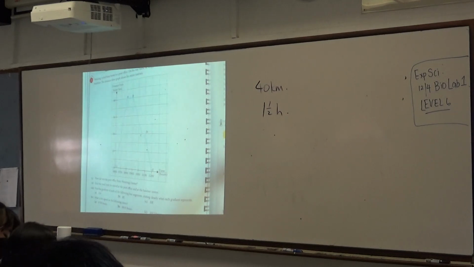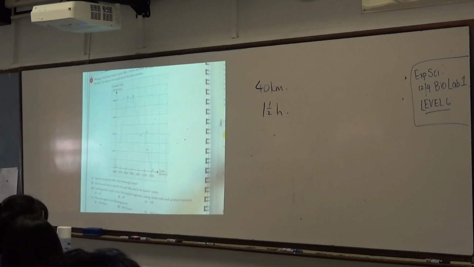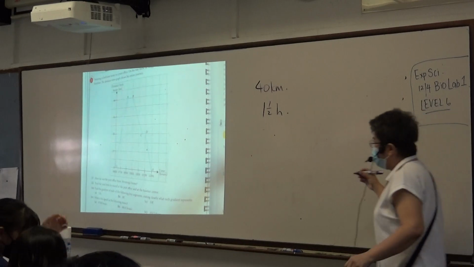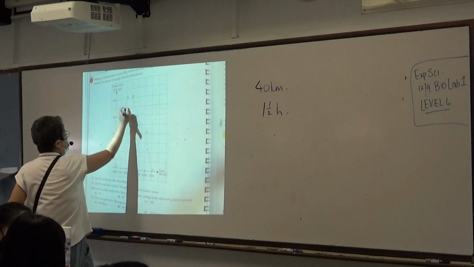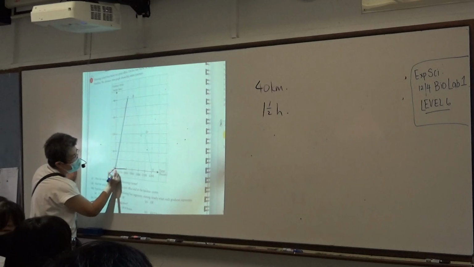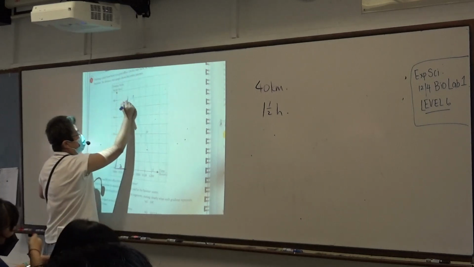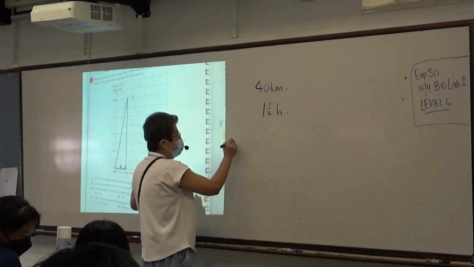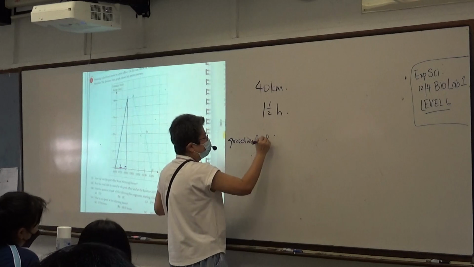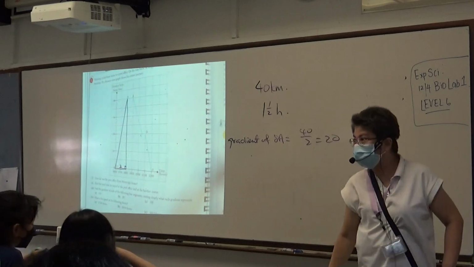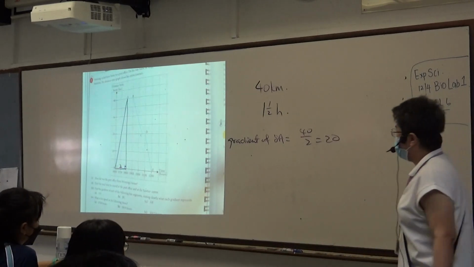Find the gradient of each of the following line segments, stating clearly what each gradient represents. Okay. OA. Now all of you look up. OA is this line, right? Okay. Now from here to here is how many hours? 2 hours. What is this? 40, right? So gradient of OA will be 20, right? Correct. Okay. Next part.